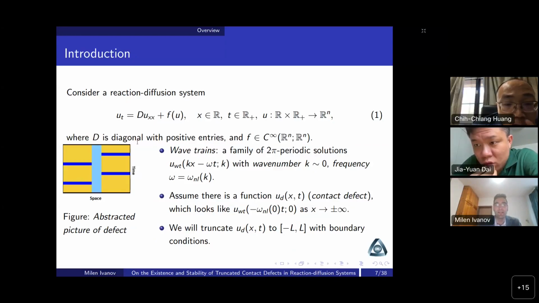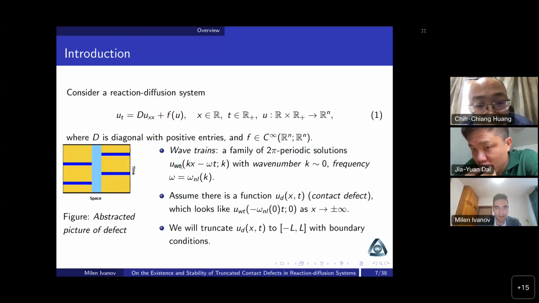My first assumption is going to be that I have wave trains. In other words, I'm going to have a family of 2 pi periodic solutions. u_WT stands for wave train, which are going to be functions of kx minus omega t, parameterized by the number k, which is the wave number. And the frequency, it turns out, is a nonlinear function of k, which one can obtain by the inverse or implicit function theorems.